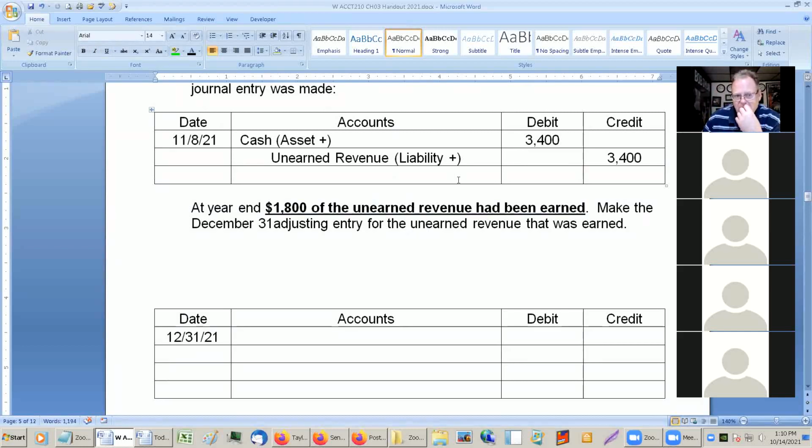All right, so let's think about this for just a minute. We have to make an adjusting entry. There's no cash. We already got the cash in November. So the question is, what kind of accounts are we going to use? Are we going to have a revenue or expense? What do you think? Revenue. Yep. So we are going to have a revenue in this case.